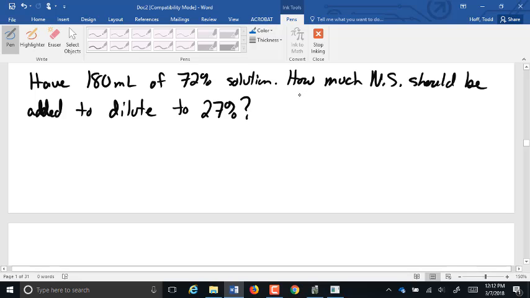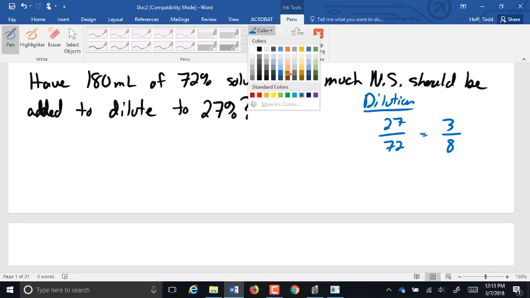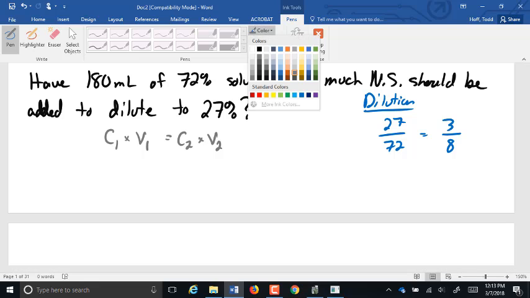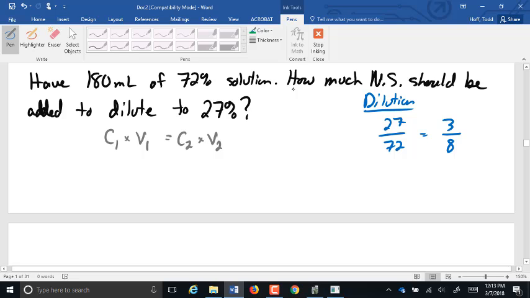Well, now again, we could use that dilution. We know that our dilution here, if we use the percents rather than the volumes, would be 27 over 72, which reduces to a 3 and 8 dilution. So we could actually use that to compare our total volumes if we wanted to. But we're going to use this change of concentration formula, where concentration 1 times volume 1 has to equal concentration 2 times volume 2.